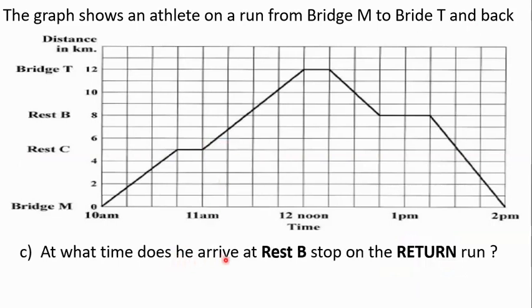At what time does he arrive at rest stop B? Stop on the return run. Let's read again. At what time does he arrive at rest stop B? Stop on the return run. So he ran. What time did he stop? Stop at his rest stop B.